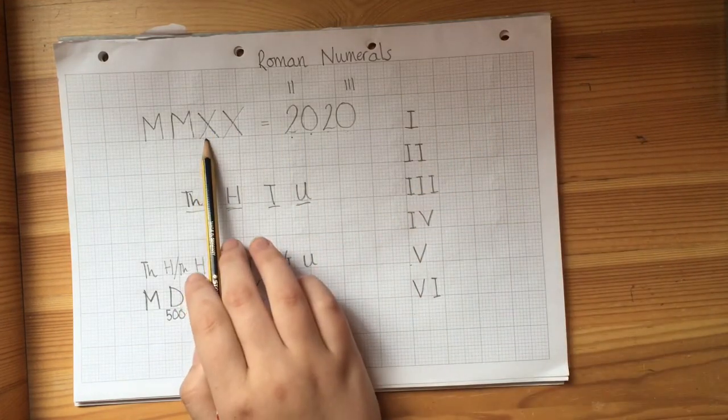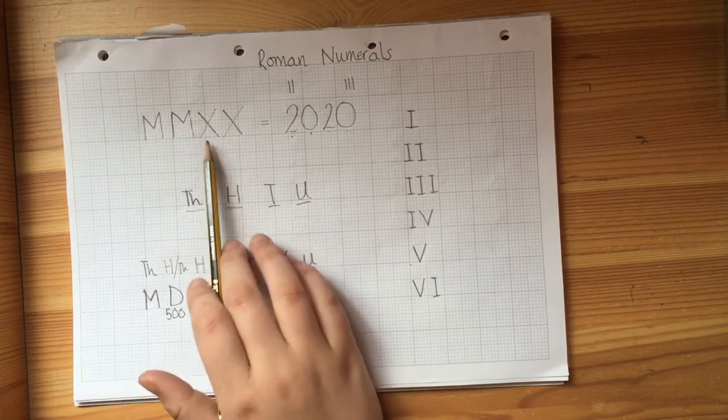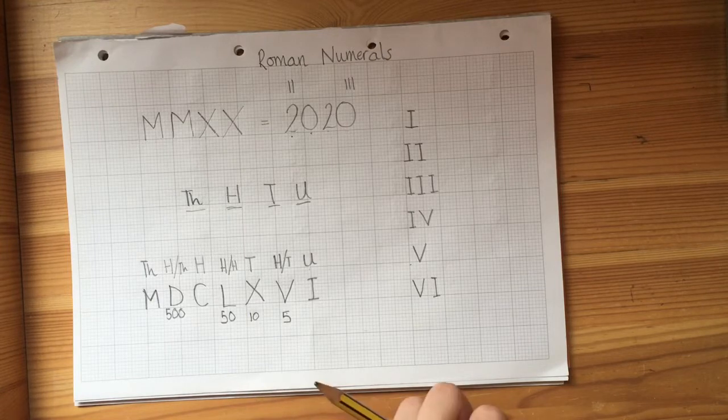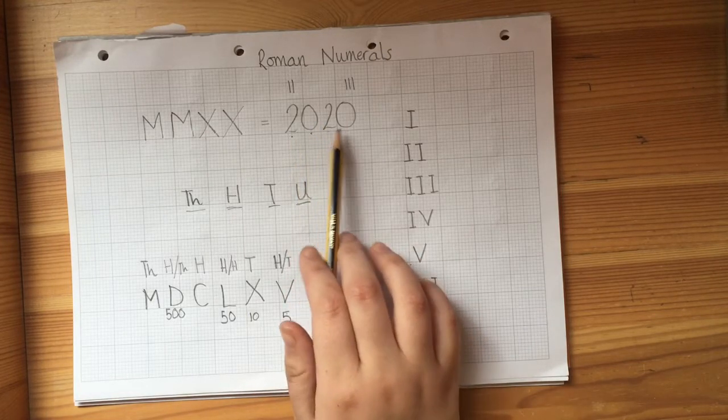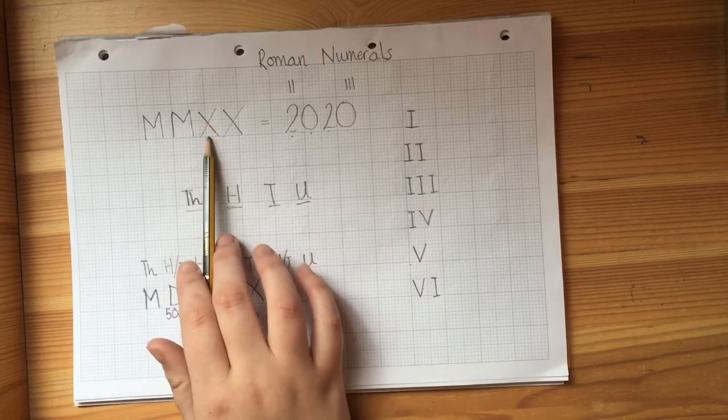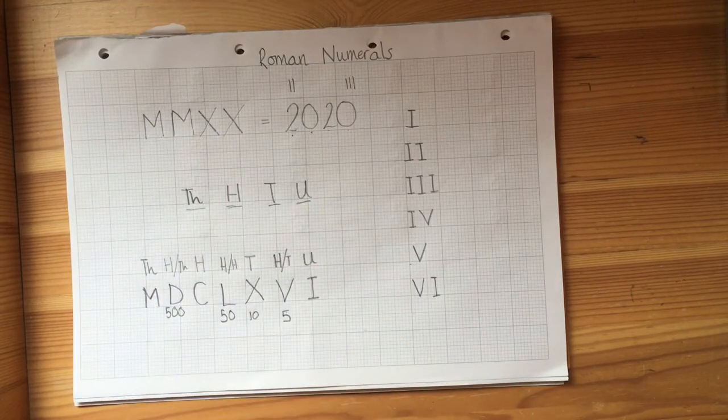So their next letter is X, but they've got 2 of them. So we know that X is 10. So that must mean 2 times 10 is 20. So we've got 2,020. So that's how the Romans write their years.